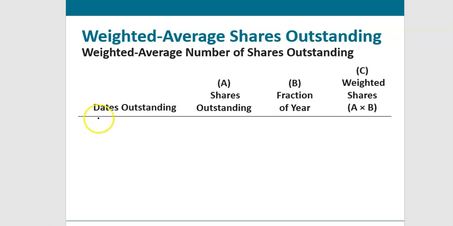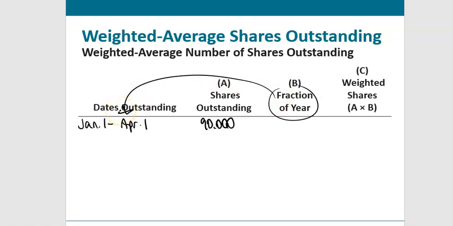So for example, from one event date to the next, from January 1st to April 1st, there were 90,000 shares outstanding. What fraction of the year are we talking about here in our dates outstanding? January, February, and March. This is 3/12 of the year. So if we multiply the number of shares outstanding times the fraction of the year, we're going to get our weighted shares for each period, and then we're going to add them up to get the total weighted average shares outstanding. So 90,000 shares for 3/12 of the year works out to be weighted shares of 22,500.